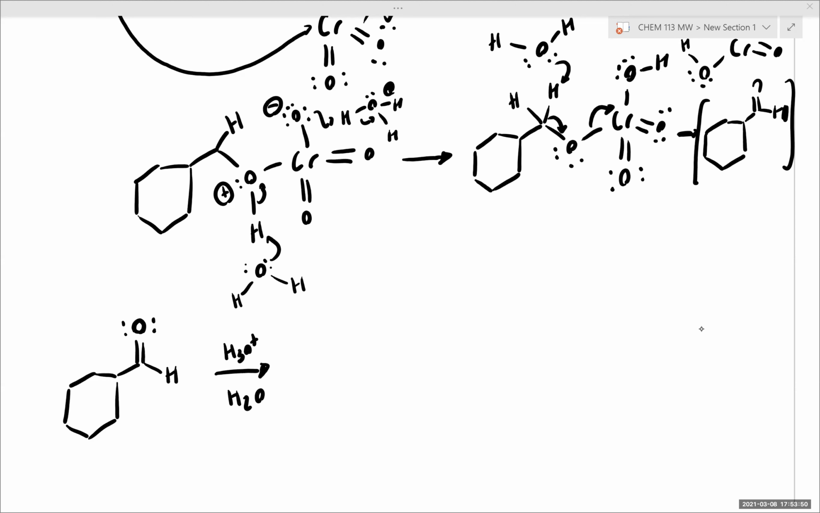So we have an aldehyde that's pretty electrophilic, and we're under aqueous acidic conditions. Would anyone have a suggestion, or would anyone like to try to draw out this next step on the class whiteboard?